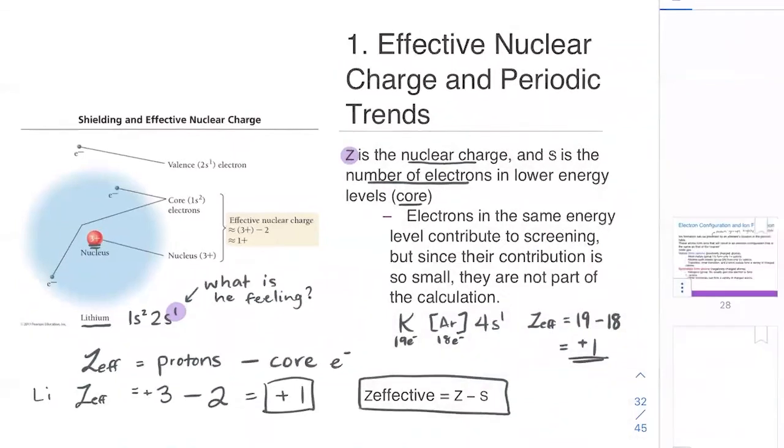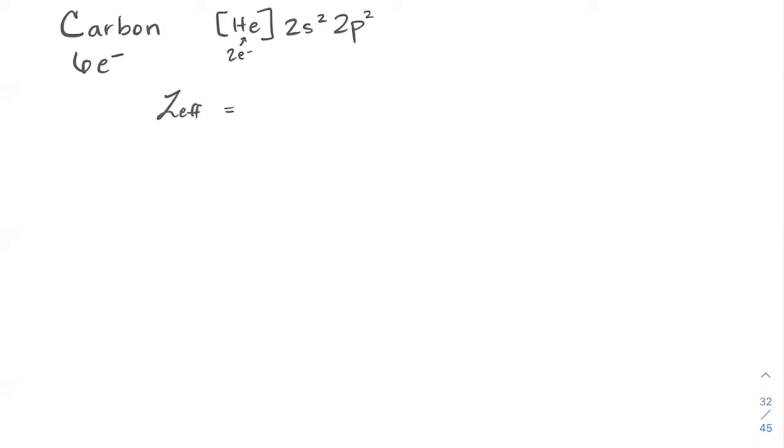Let's do a couple more examples before we move on. I want to move across the periodic table now. Let's go ahead and go to carbon. Carbon is atomic number 6 on the periodic table, and in a neutral element, it has 6 electrons. Helium, 2s2, 2p2. 2 electrons in the core. So the Z effective for carbon is going to be 6 protons minus 2 core electrons, or plus 4 Z effective.